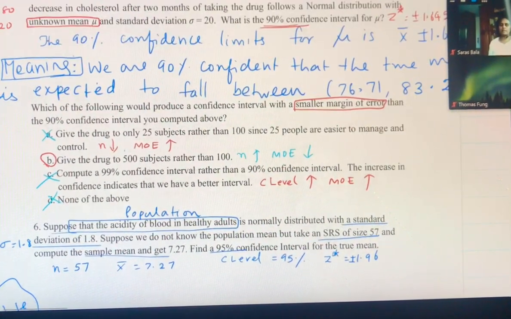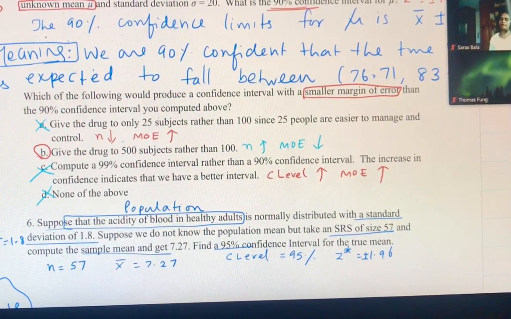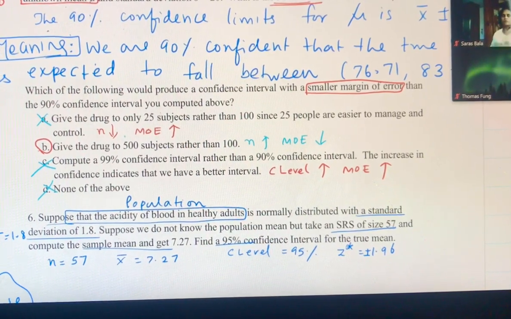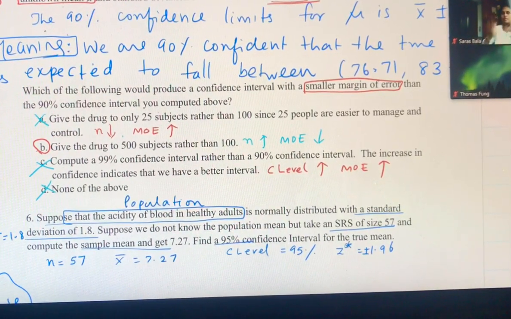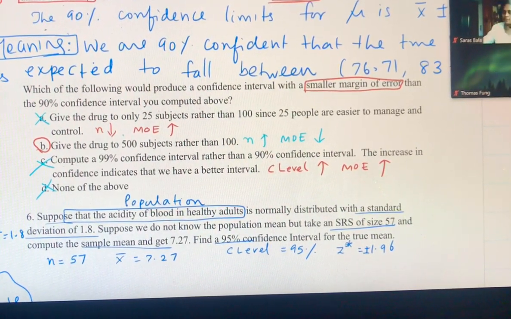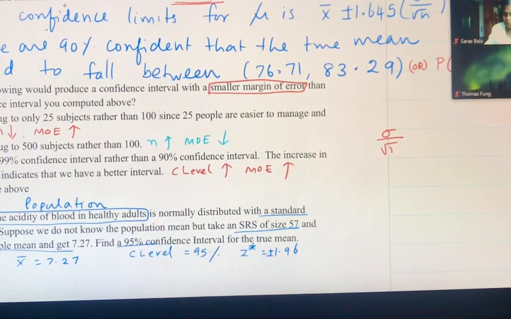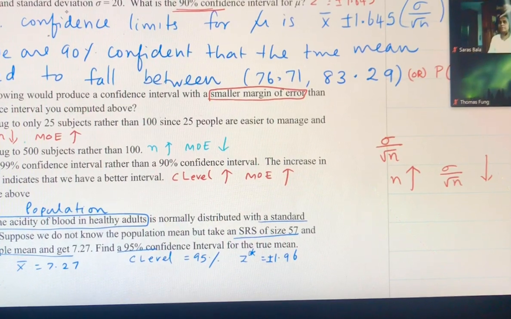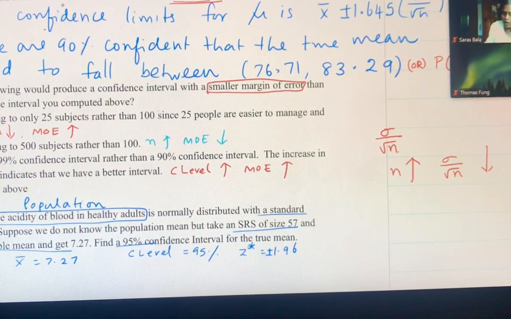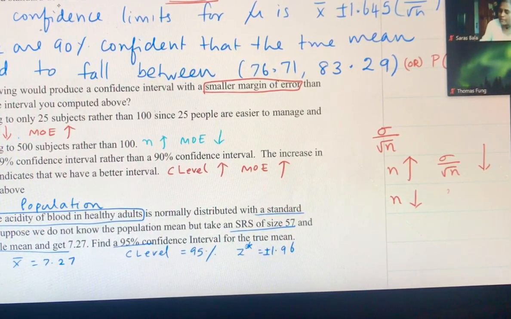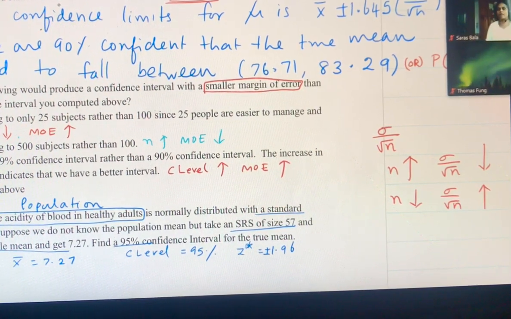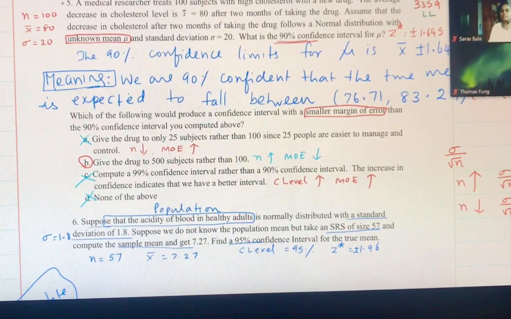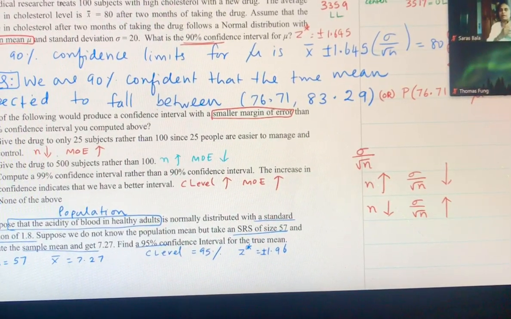So the first one says give only 25 subjects rather than 100, since 25 people are easier to manage and control. But as the sample size n goes down, your margin of error is going to increase, because you have sigma over square root of n. When n increases, the denominator gets bigger and sigma over square root of n goes down. On the flip side, when you decrease your sample size, sigma over square root of n goes the other way. The variability moves in the opposite direction of n.